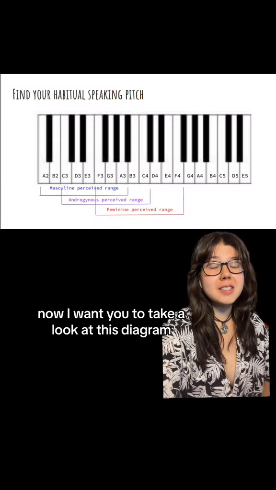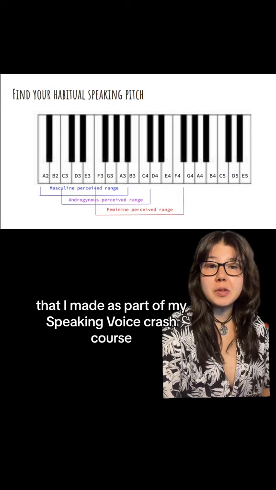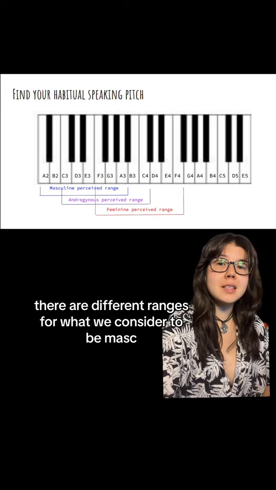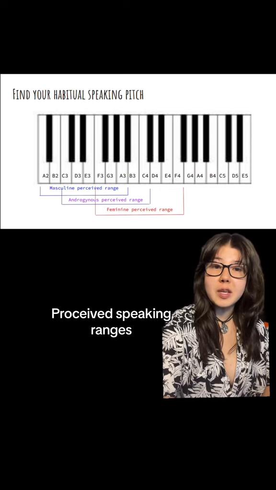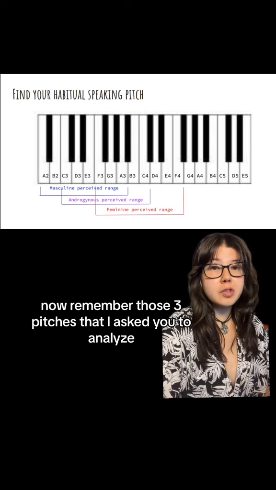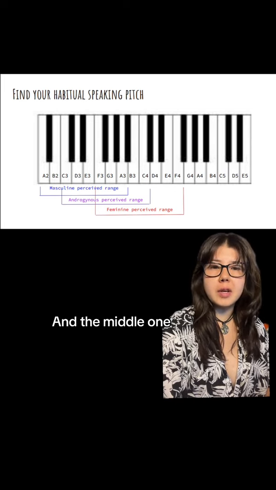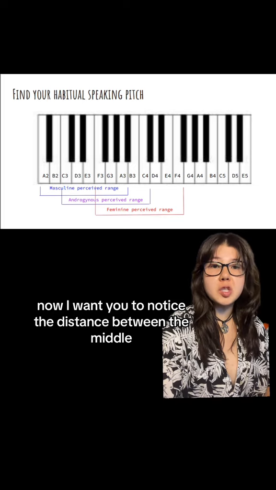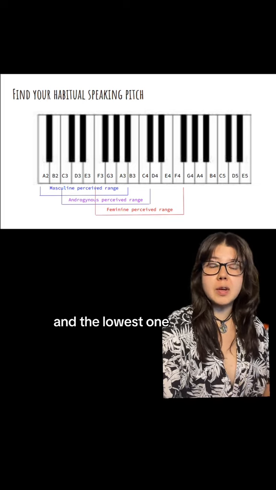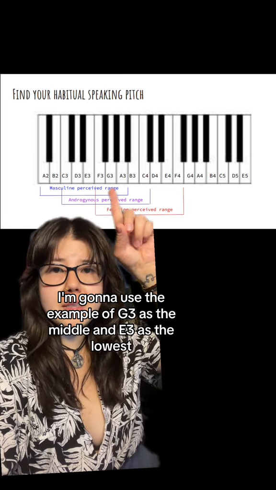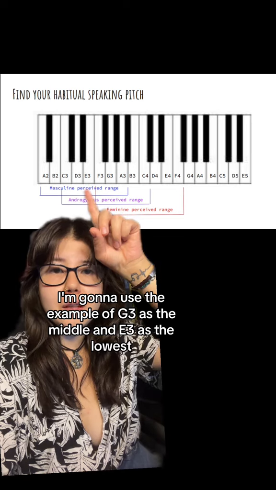Now I want you to take a look at this diagram that I made as part of my speaking voice crash course. As you can see, there are different ranges for what we consider to be masc, andro, and femme perceived speaking ranges. Now remember those 3 pitches that I asked you to analyze? Take a look at the lowest and the middle one. Now I want you to notice the distance between the middle and the lowest one. How big is it? I'm going to use the example of G3 as the middle and E3 as the lowest.